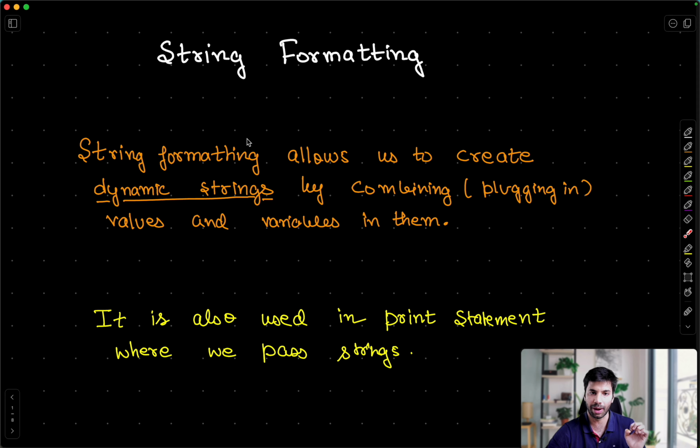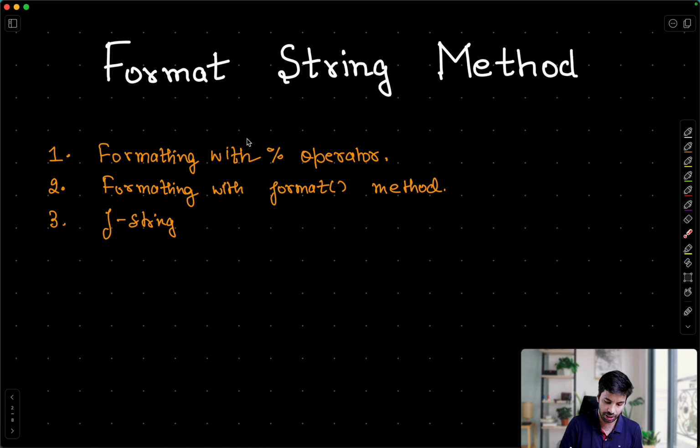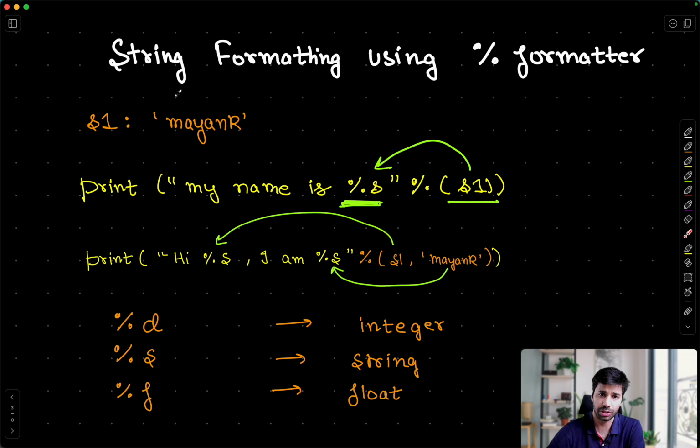In format string methods, there are three ways majorly. The first one is using the percentage operator. The second one is using the dot format function, and the last one is the f string. You can use any of them, though majorly I've seen that f string is a lot easier to use for freshers or someone who is beginning with it. People who have been using the percentage and format continue using those as well. So the very first is string formatting using the percentage formatter.